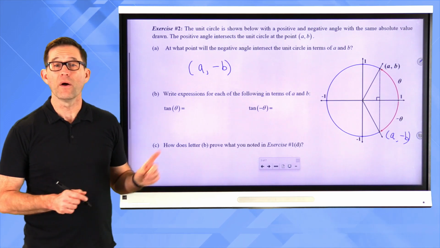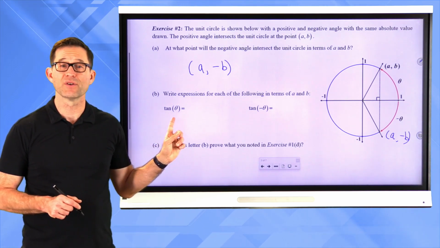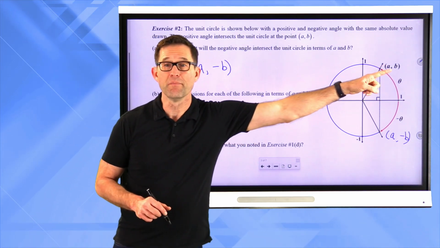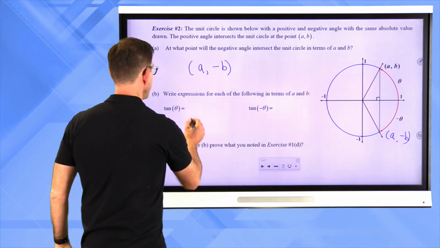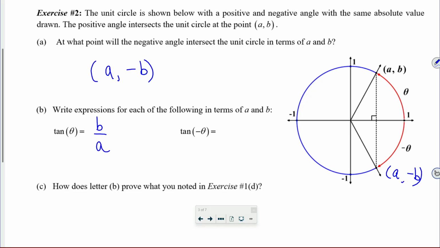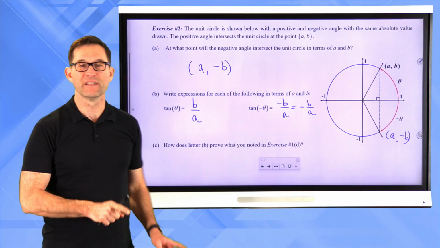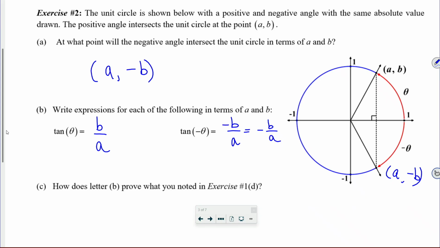All right, well, tangent is sine divided by cosine, so tangent of theta will be b divided by a, and tangent of negative theta will be negative b divided by a, which is just negative b over a. And now you probably see it. Let's take a look at letter C.